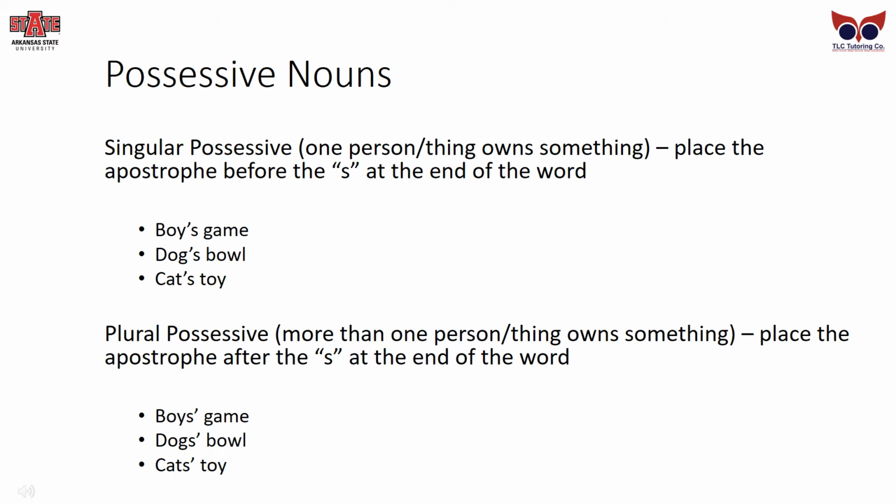Plural possessives show that something is owned by more than one person or thing. In this instance, the apostrophe is placed after the S at the end of the word. In the 3 examples, you'll note the boys' game, the dogs' bowl, and the cats' toy. In each instance, the apostrophe is placed after the S, indicating that multiple boys own the game, multiple dogs own the bowl, and multiple cats own the toy.